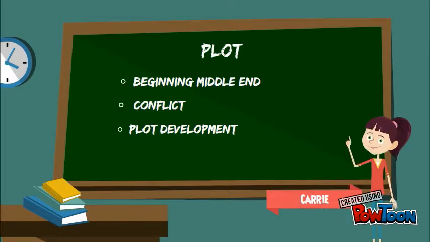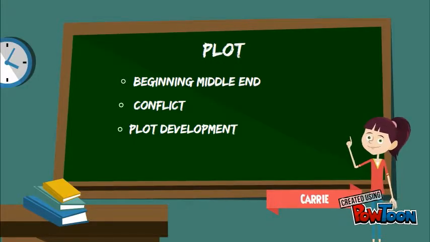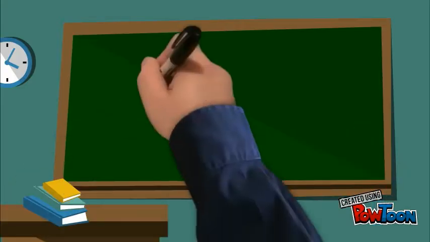Let's look at plot. The plot is the backbone of every narrative. A plot must have a beginning, a middle, and an end. It must also have conflict, or some kind of trouble for the main character or similar characters, and plot development, or a gradual rise, climax, and fall to the plot. Having a good plot is essential to having a good narrative. If the plot is confusing or not well put together, the reader may become disinterested with the story.